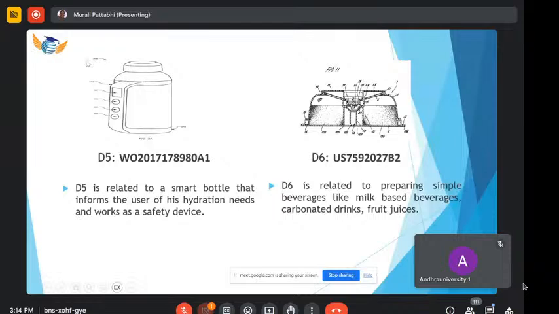And if you see D6, it is related to preparing simple beverages like milk-based beverages, carbonated drinks, fruit juices, etc. But the construction is totally different, and you don't have any compartments. Of course, it is used for preparing beverages, but heaters and everything are not present in D6.